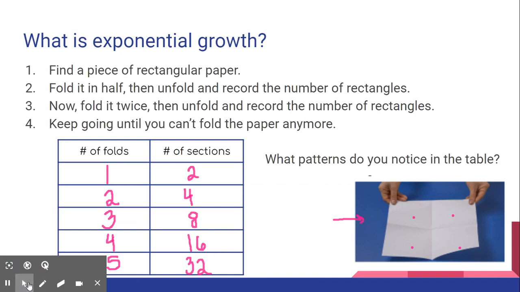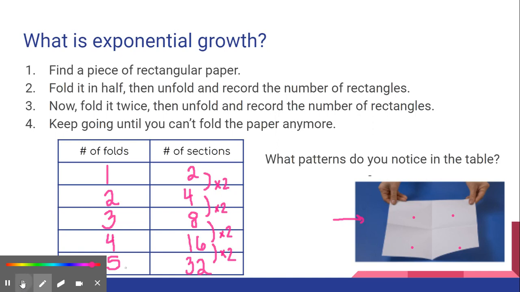Okay. So the patterns that we notice in the table, I want you to look at these sections. It looks like each time we have doubled the number of sections that we have. So that's what we're going to be looking at when we look at what's called exponential growth. We're going to be looking at some sort of pattern that gets doubled or tripled or multiplied by some number bigger than 1 for exponential growth.